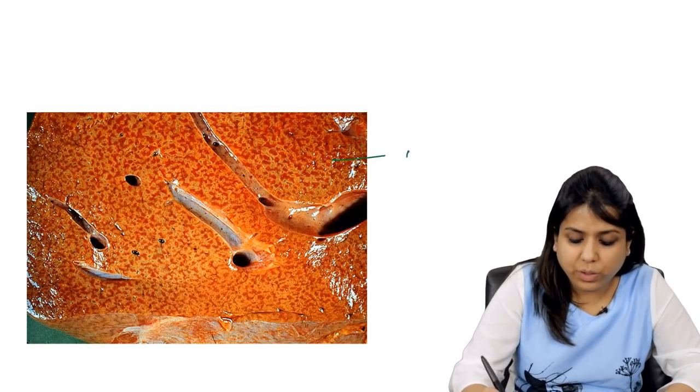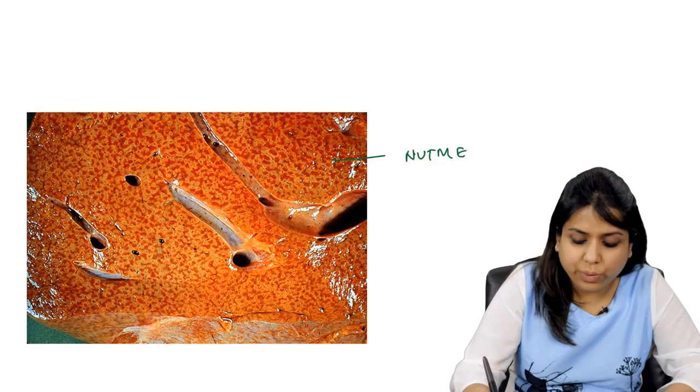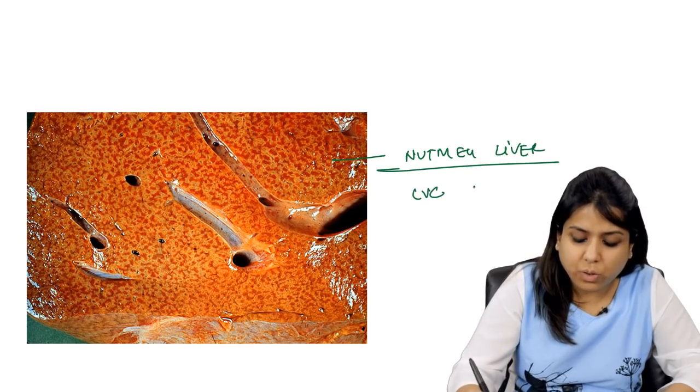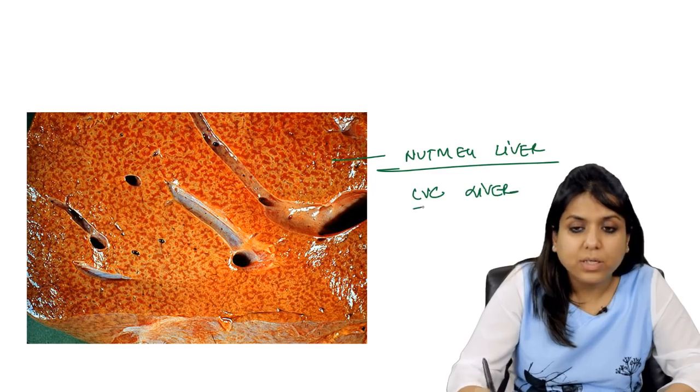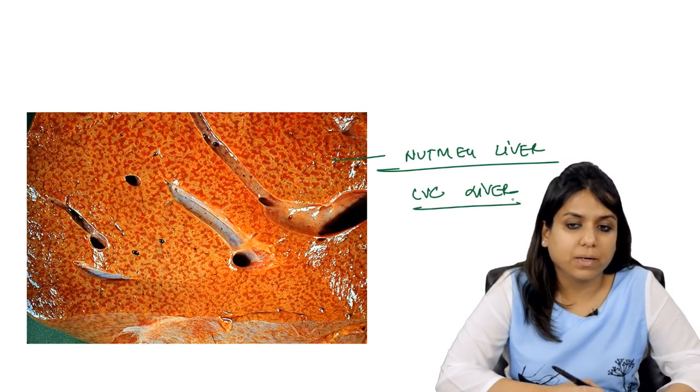I have already told you, students, this image shows something like nutmeg liver. Nutmeg liver is seen in chronic venous congestion of liver. CVC of liver shows nutmeg liver, right?